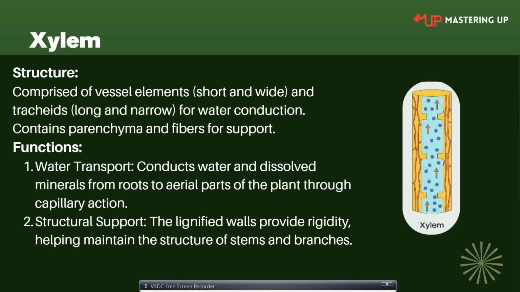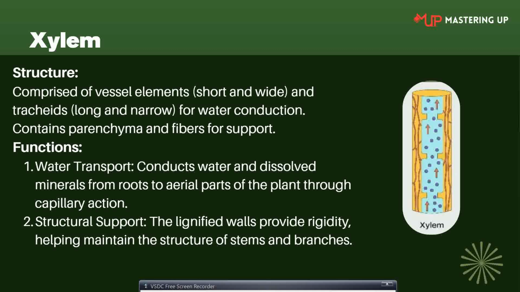So that's with the structure. This structure and all we already discussed in the previous classes. The functions include water transport and structural support. During water transport, it conducts water and dissolved minerals from root to aerial parts of the plants through capillary action. And for structural support, the lignified walls provide rigidity, helping to maintain the structure of stem and branches.